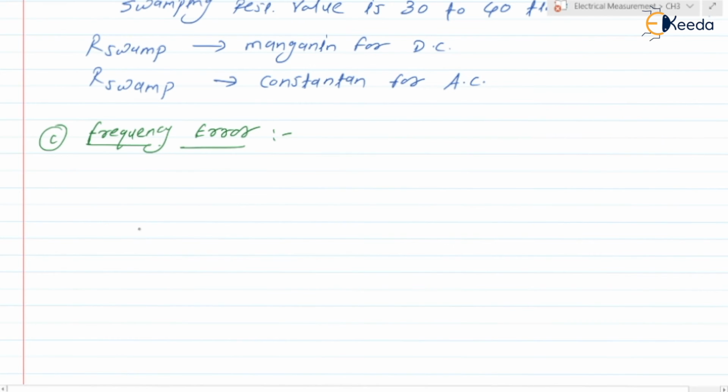Now in which instrument, PMMC or MI, will the frequency error be more? PMMC does not work for AC, so frequency error will not be present in PMMC. No frequency error, because it works only on DC. In the moving iron, frequency error is present.